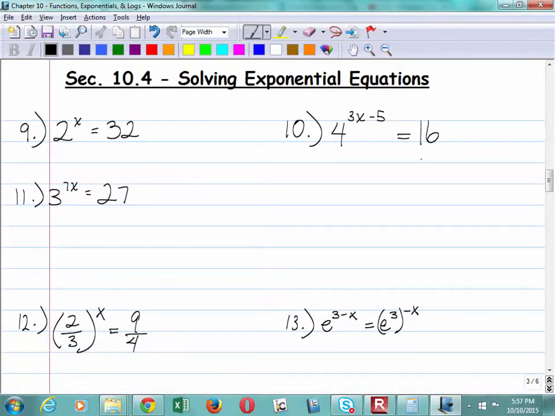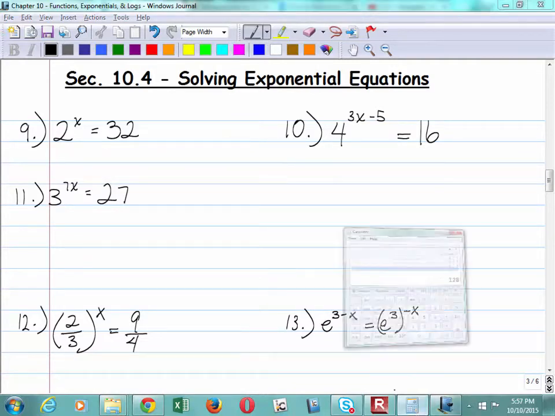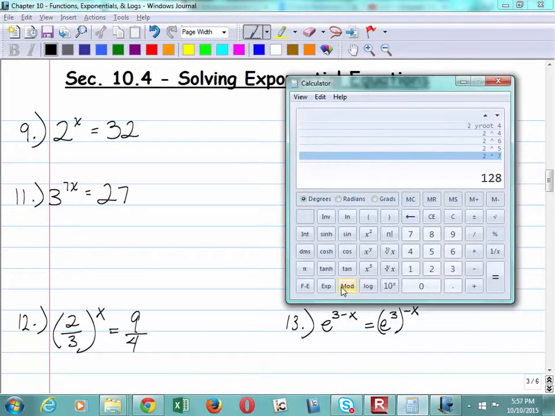If you're not really sure, you can just guess and check on the calculator. Maybe you might guess 2 to the 4th power. You type that in, and that's 16, which is too small. Maybe you try 2 to the 6th power, which gives you 64, which is too big. So then maybe we try 2 to the 5th power, which gives us 32, which is just right. So we know that 32 is the same thing as 2 to the 5th power, so x would be equal to 5.